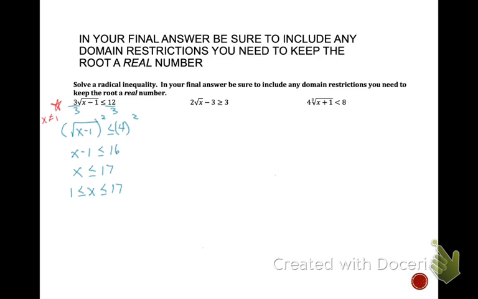So I need to put a stipulation on that: my solution is all the x's that are in between, and they can include 1, up to 17. So you just have to look and see, do I have an even root in my original problem, and what value will make that 0? And then I have to stop it at that point so that I don't get a negative.